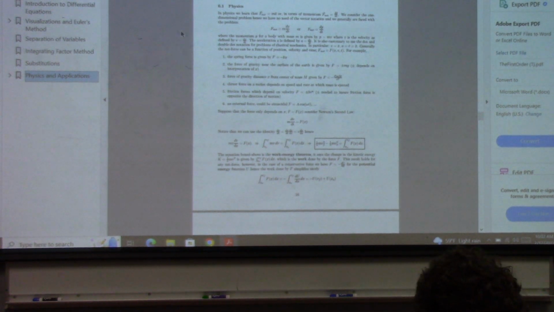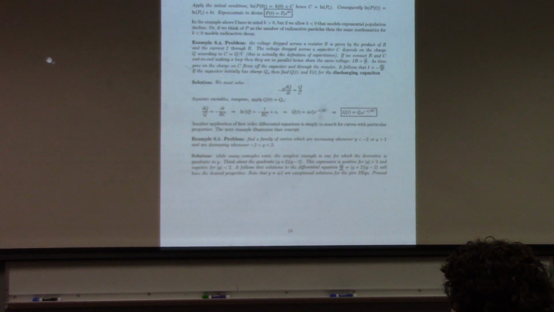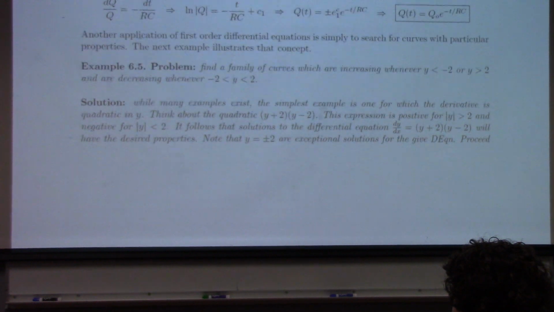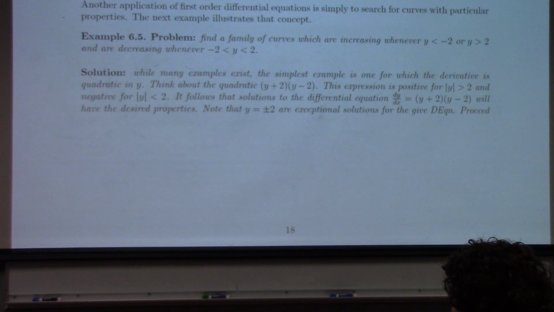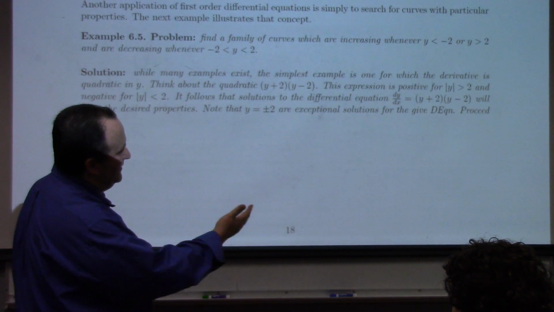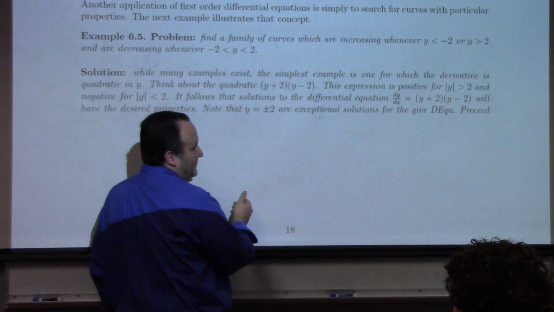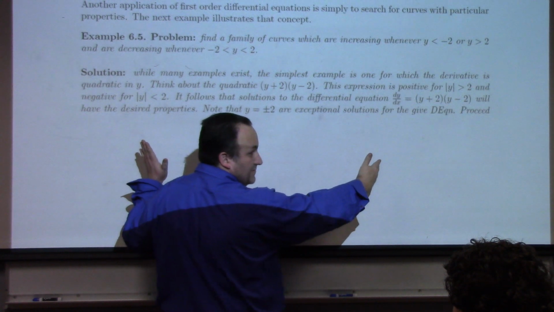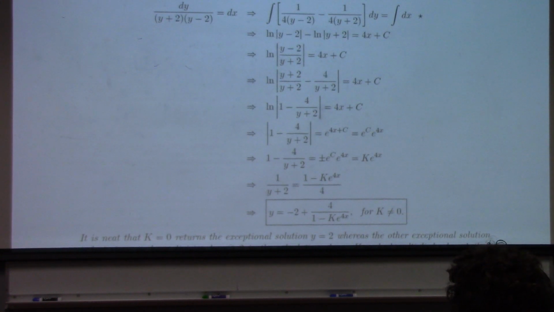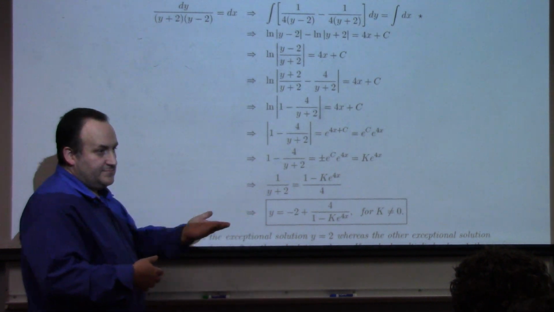All right, so I actually have some interesting calculations in here to share with you. I did some of them yesterday. You remember, we did the population, we did the charging capacitor. Here, this is: find a family of curves which is increasing whenever you're before minus 2 or after 2, and between minus 2 and 2 it's decreasing. I argue here that you want the quadratic (y plus 2) times (y minus 2), because it's positive before minus 2 and after 2, if you just think about the graph of a quadratic in y. So if I set dy/dx equal to that, that's the differential equation I would hope has this feature. If I separate and integrate with partial fractions, there's the answer.